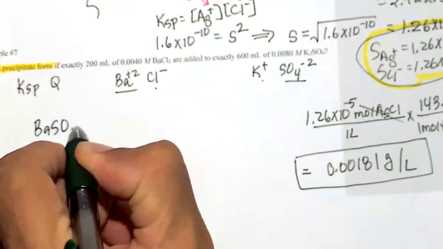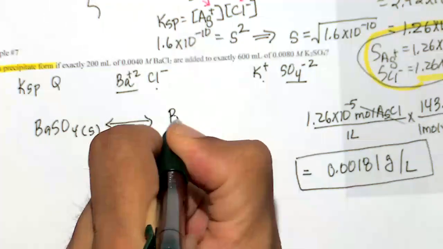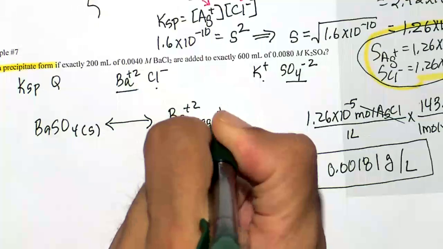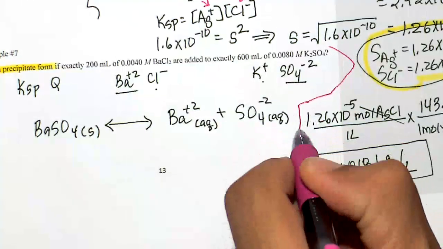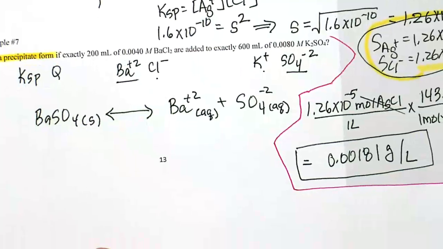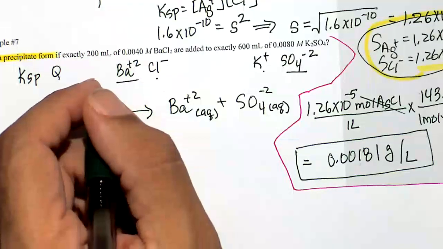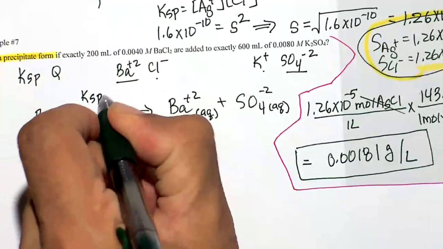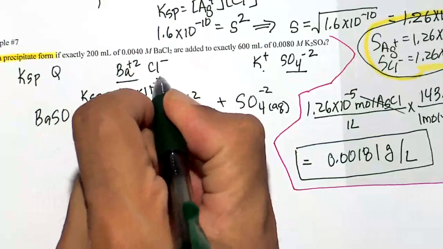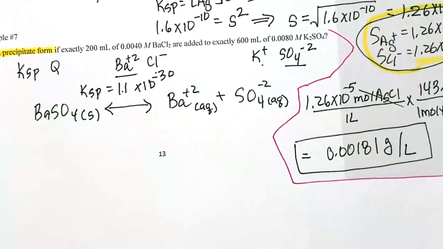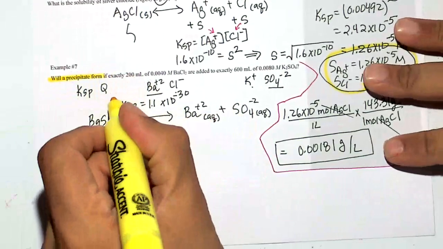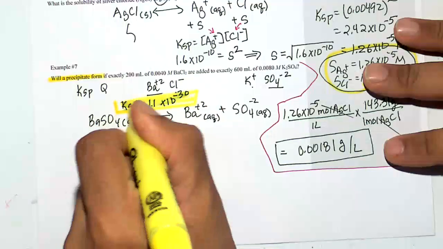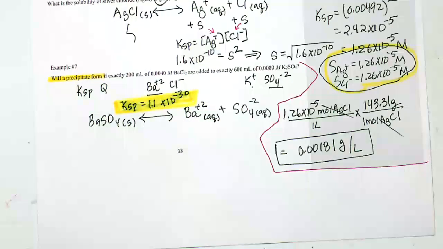All right, so this is the equation that happens. Barium sulfate is in equilibrium with barium ion plus SO4 minus 2 ion. This is where I had to grab my book. The KSP for barium sulfate is 1.1 times 10 to the minus 30. It's a very, very small number. So that's the KSP we are dealing with here, the KSP for barium sulfate, the sparingly soluble solid.